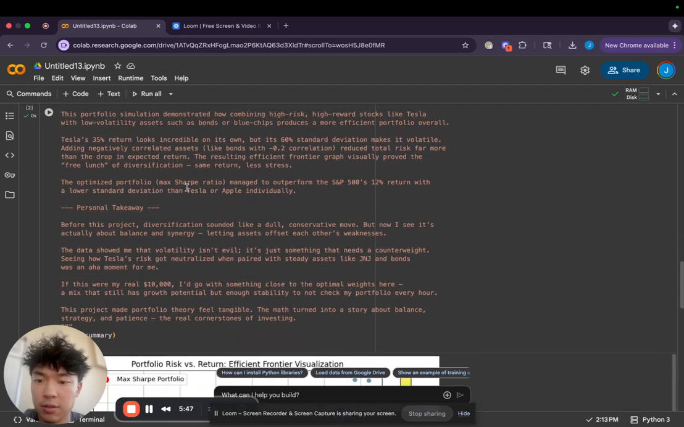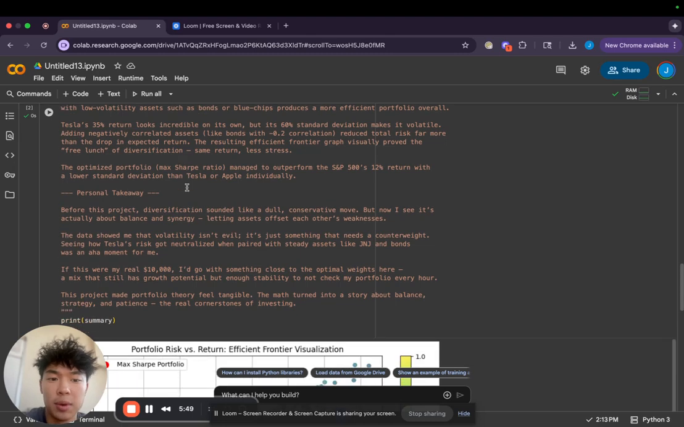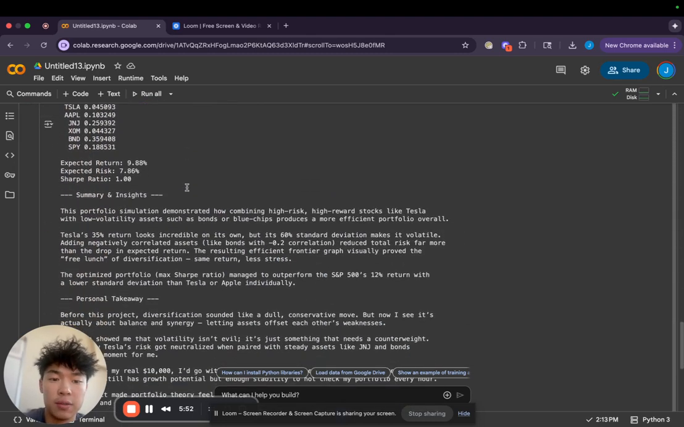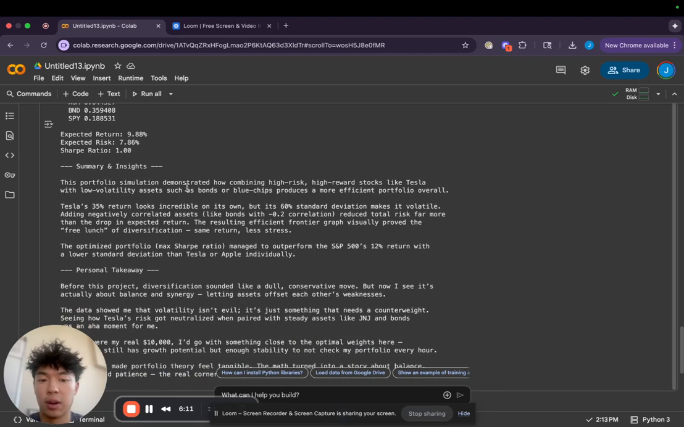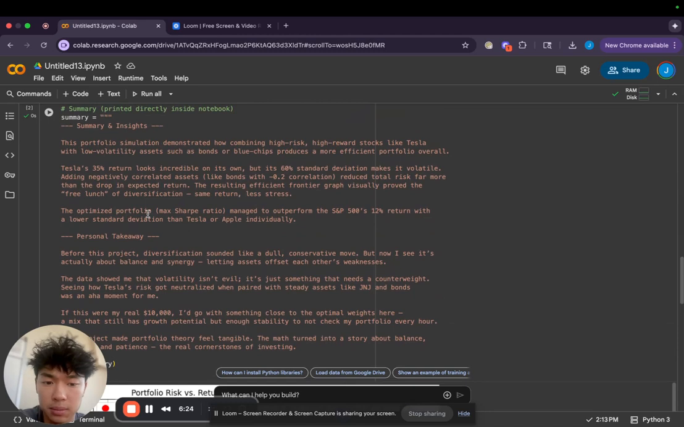And finally, going to reflect. Looking back at everything, the most eye-opening moment was seeing the efficient frontier chart appear. Before doing this project, I thought diversification was just a safe or even boring move, but the math told a different story. It's not about being safe; it's about balance. Tesla's volatility wasn't bad; it just needed a counterweight. When it was paired with a low correlated asset like Johnson and Johnson or bonds, the wild swings smoothed out and the portfolio performed better overall.